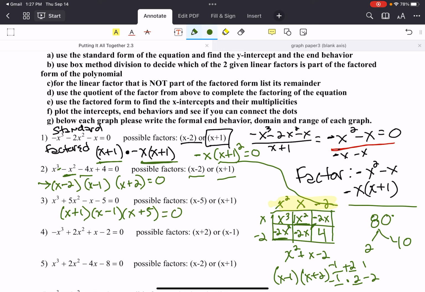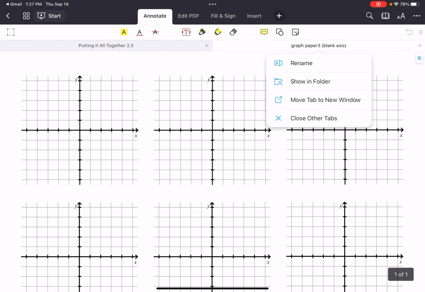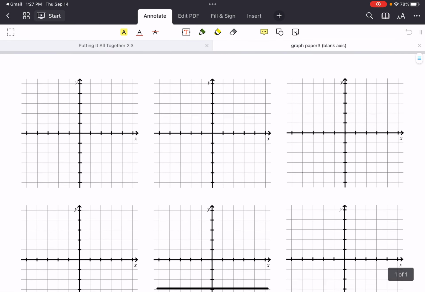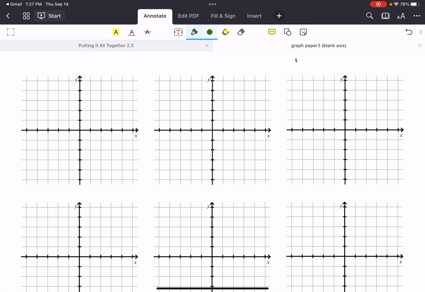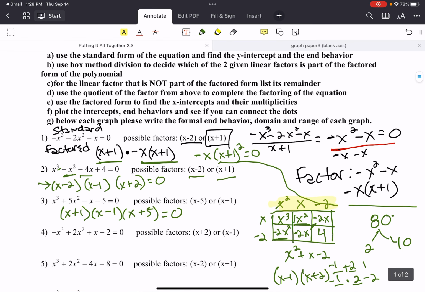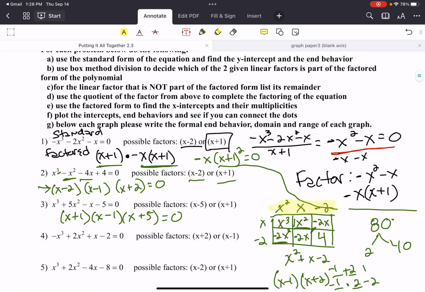Okay, look, now, hold on guys, stay with me. I'm going to come here, and this is my graph of number 3, okay? So first, let's go back and use the standard form of the equation to find the y-intercept. If we're doing number 3, then which piece is my y-intercept? Good job. It's always the constant term from standard form, right?